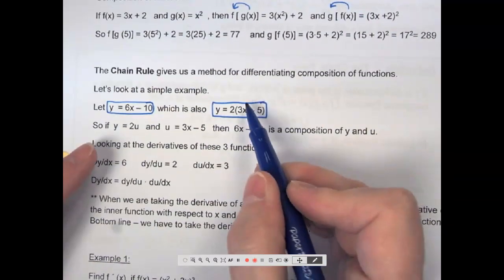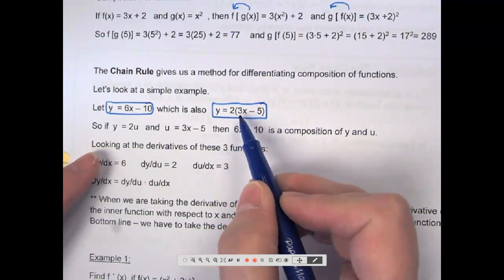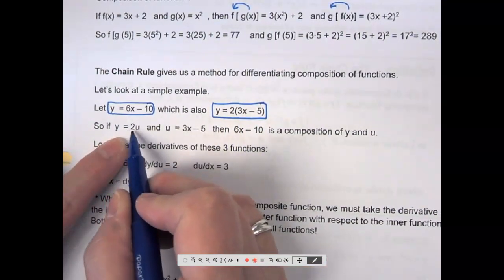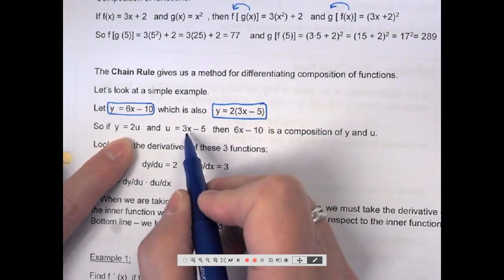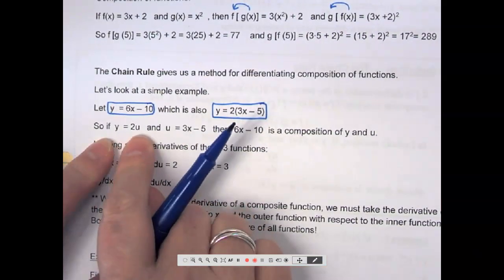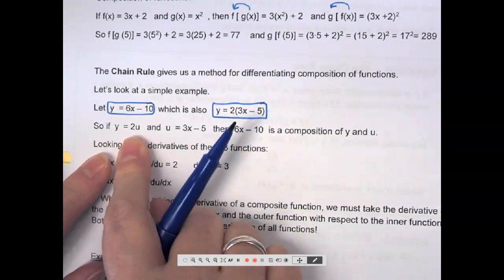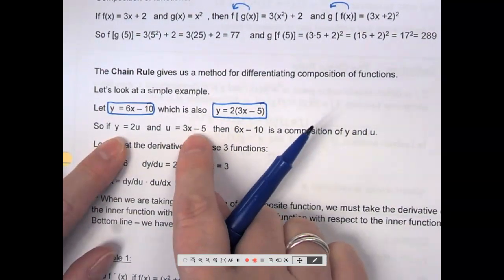Okay, so if I look at it this way, then I could even break it down kind of more simple than that and say this is 2 times something that I'm going to call u. And u is this 3x minus 5. Okay, so I have a little baby equation 2u. What would the derivative of that be? 2. What would the derivative of this be?